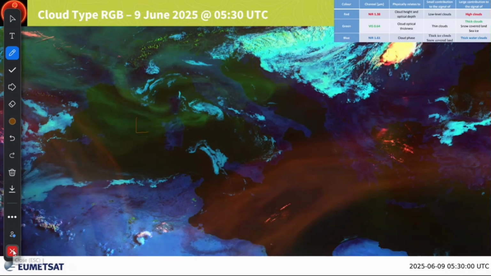Any ideas? We have a first guess. Yes. This is the reddish part. Is it high or low according to your guess? What do you think? Don't be shy.